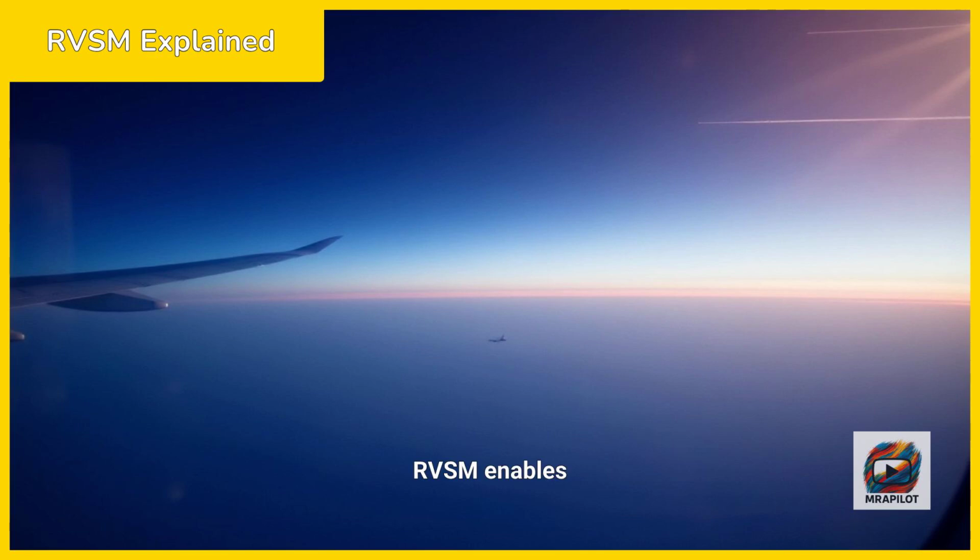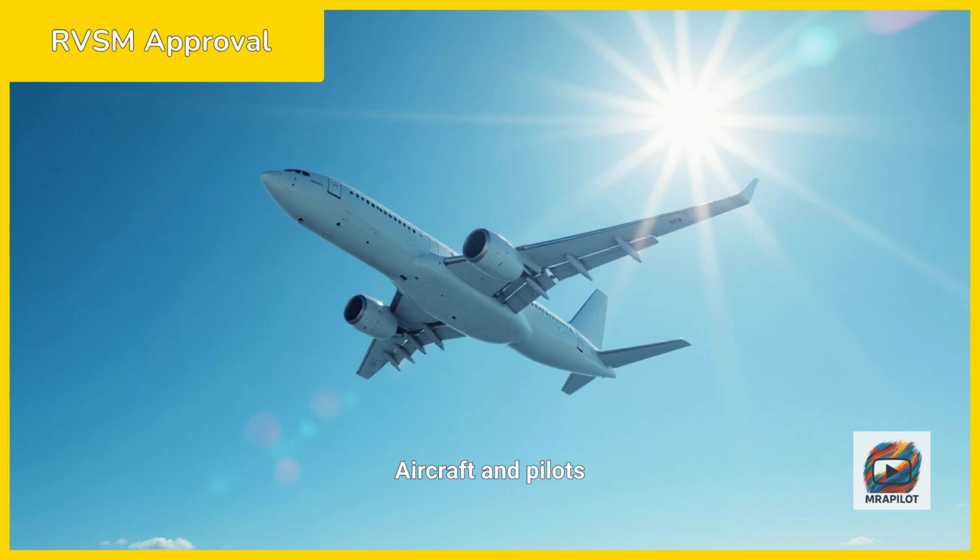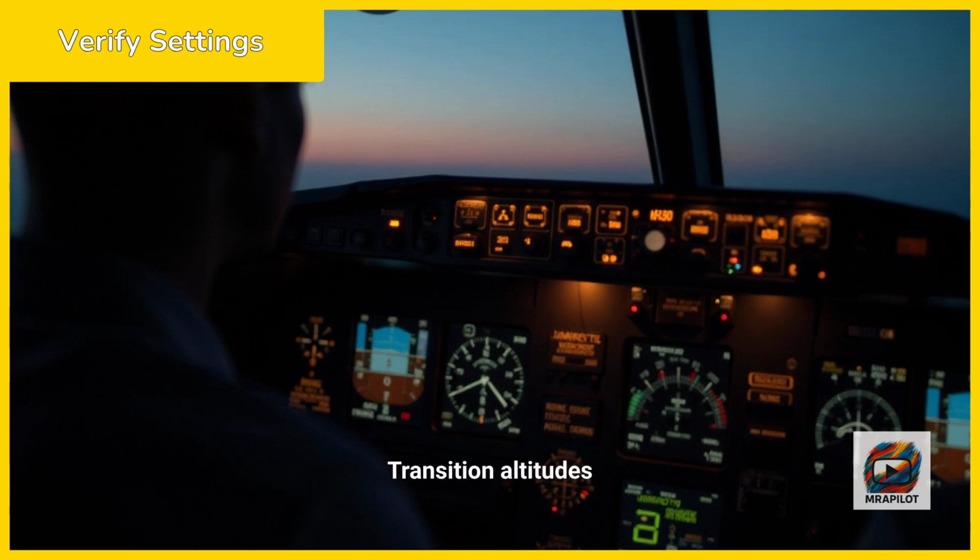Let's recap. RVSM enables 1,000-foot separation between FL 290 and FL 410. Aircraft and pilots must be certified to fly RVSM. Altimeter errors must be monitored and logged. Transition altitudes and QNH settings must be verified. GPS and BaroVNAV offer support, but pressure remains essential.